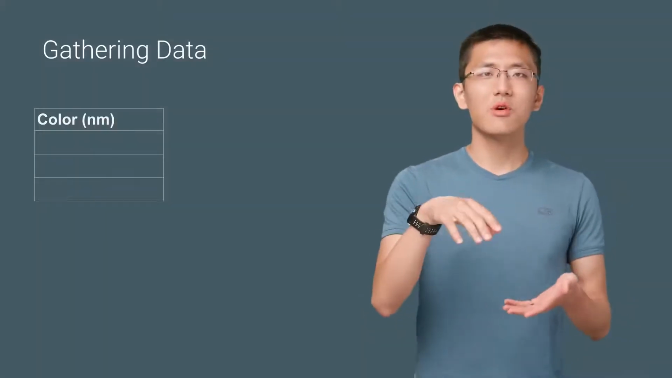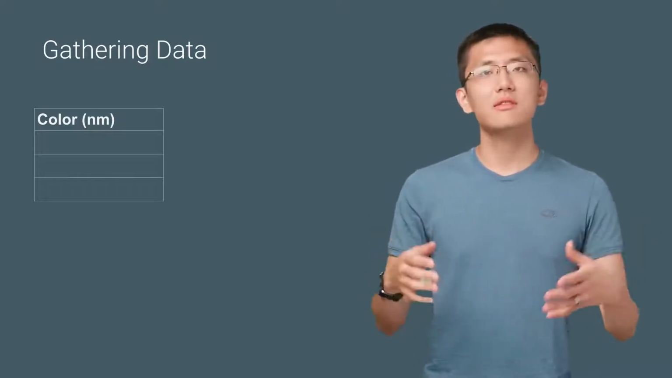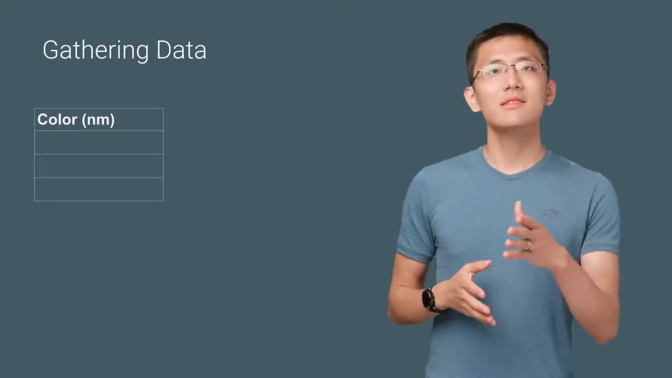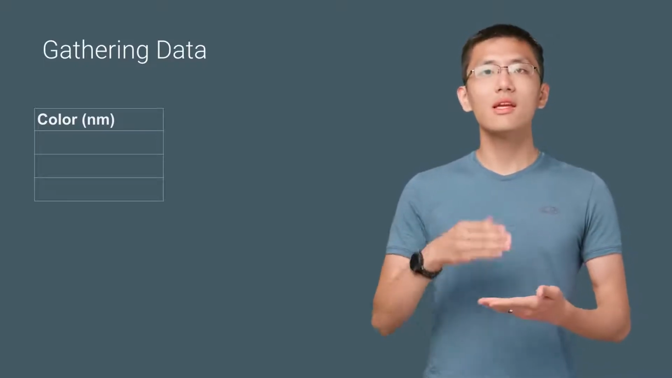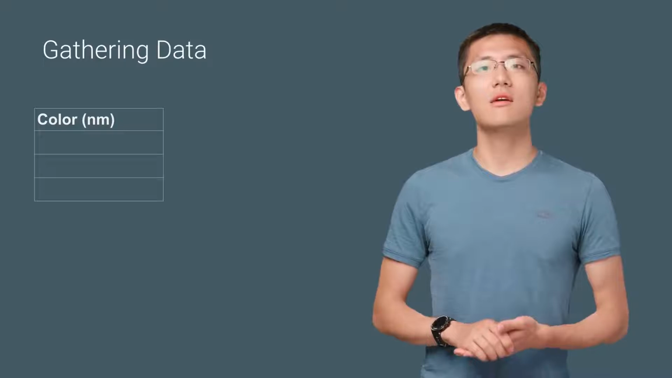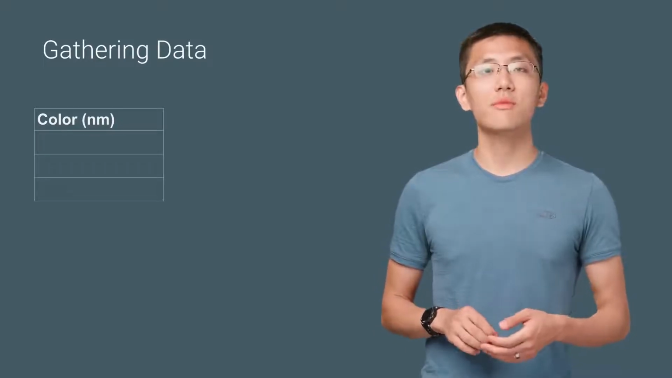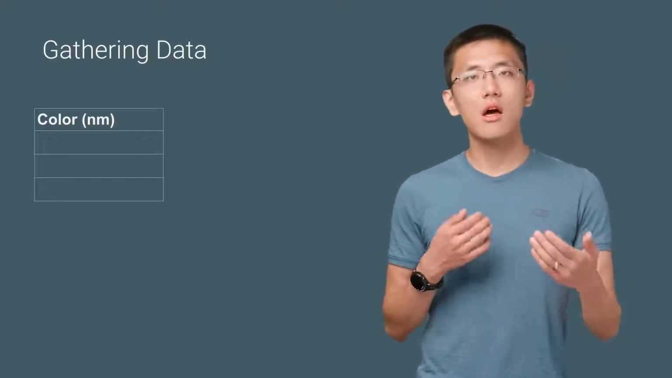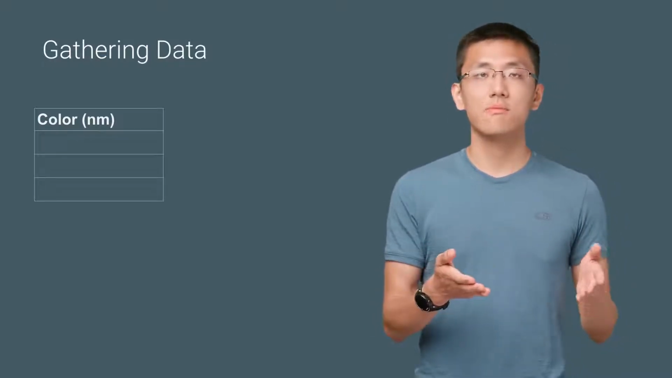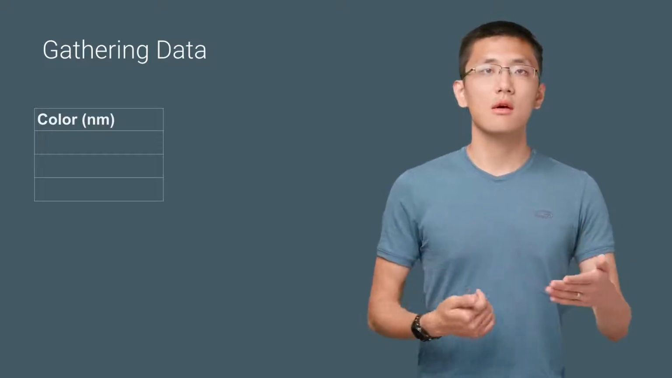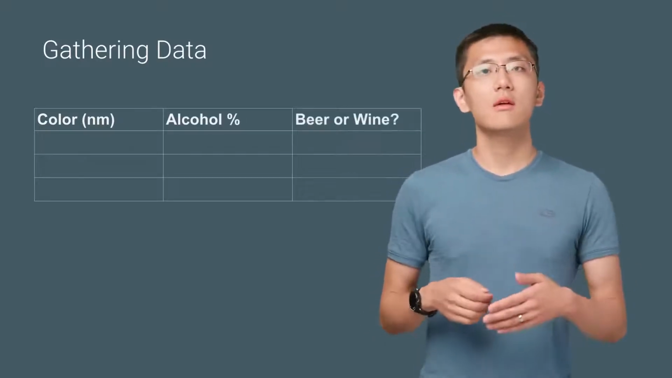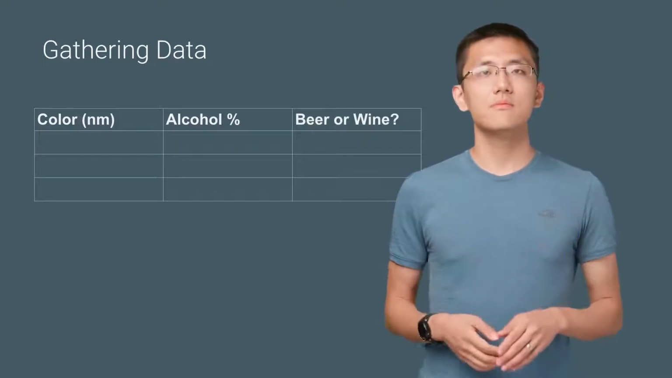Once our equipment and booze are all set up, it's time for our first real step of machine learning: gathering that data. This step is very important because the quality and quantity of data that you gather will directly determine how good your predictive model can be. In this case, the data we collect will be the color and alcohol content of each drink. This will yield us a table of color, alcohol content, and whether it's beer or wine. This will be our training data.